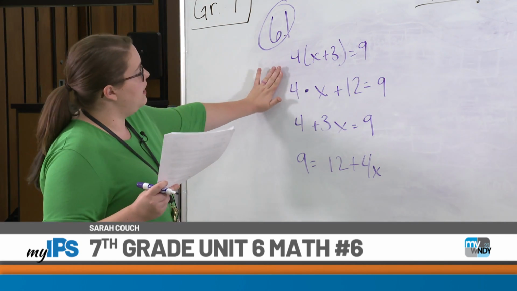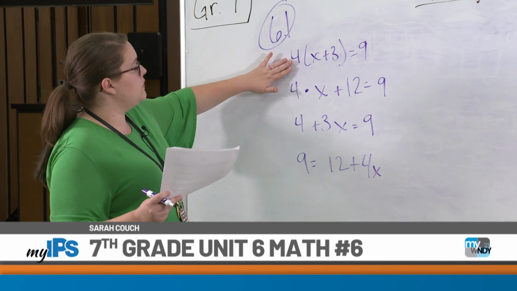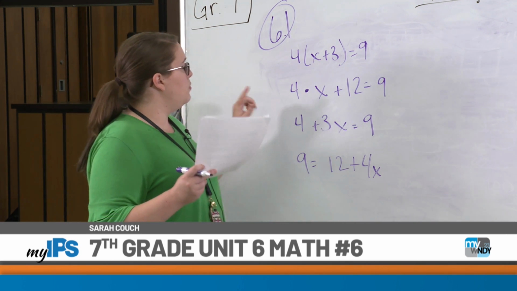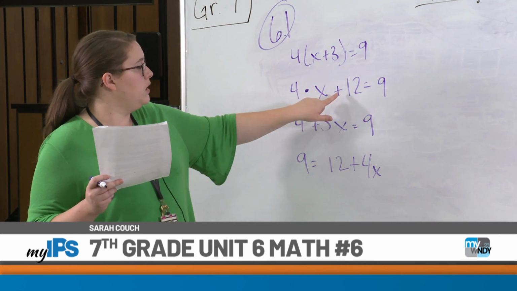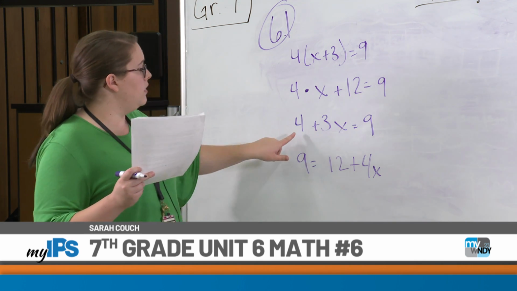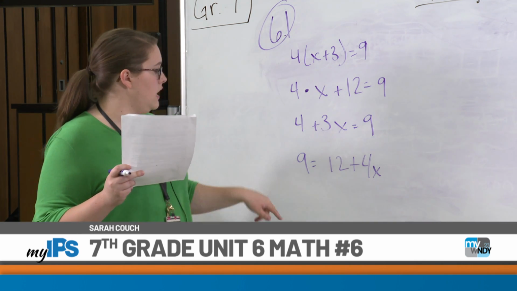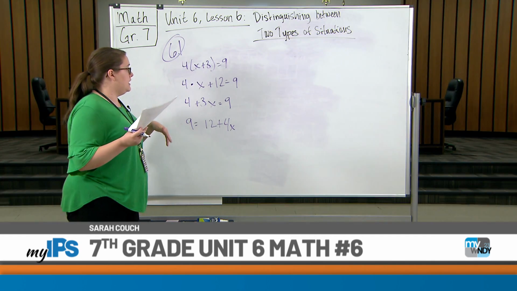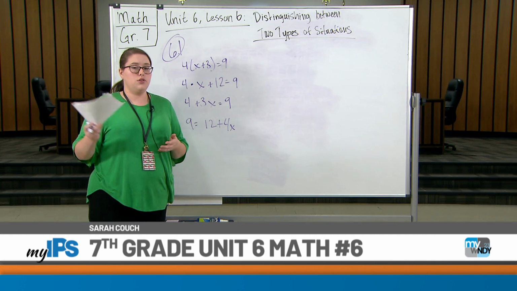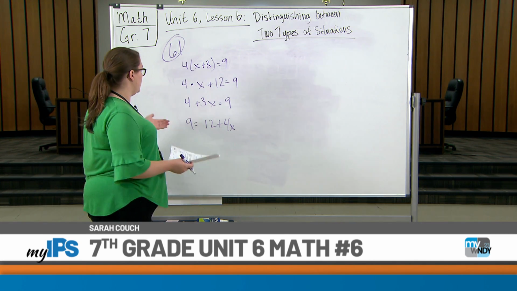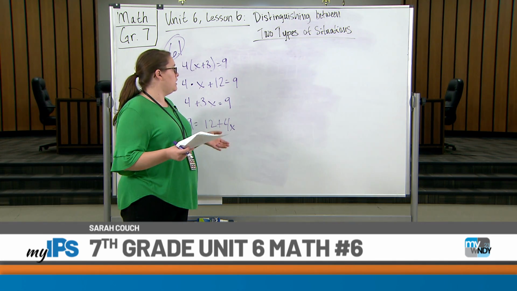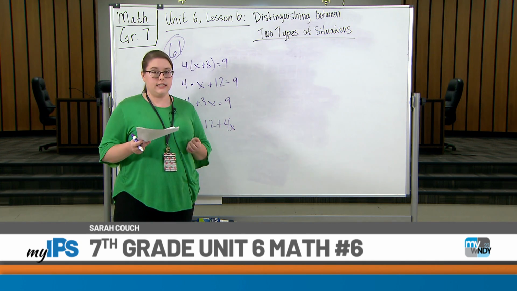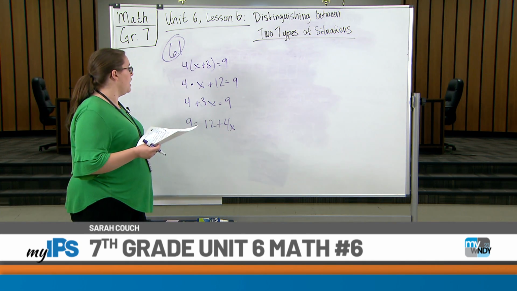So we have 4 equations. This first one is 4 times the quantity x plus 3, and that's equal to 9. We have 4 times x plus 12, which equals 9. We have 4 plus 3x equaling 9, and then we have 9 equaling 12 plus 4x. So when you glance at it, they all have a lot of similar numbers, no crazy variables. We're all basically adding. So it's kind of hard to tell by just glancing at them which one is different and which one doesn't belong with the rest.